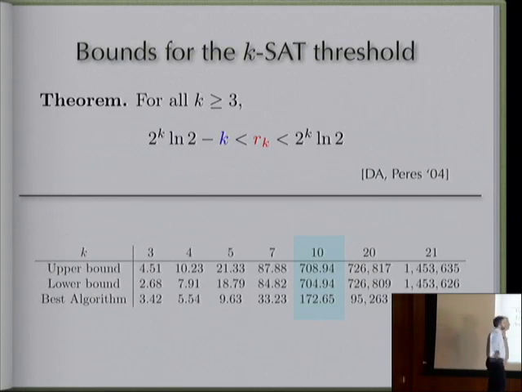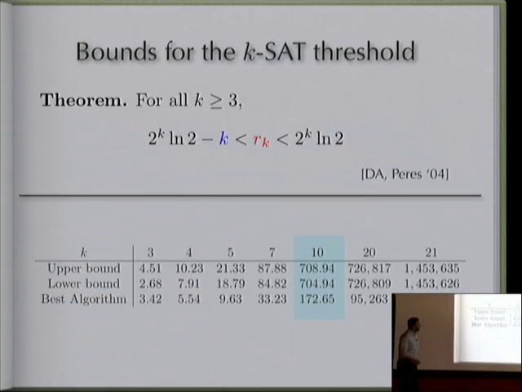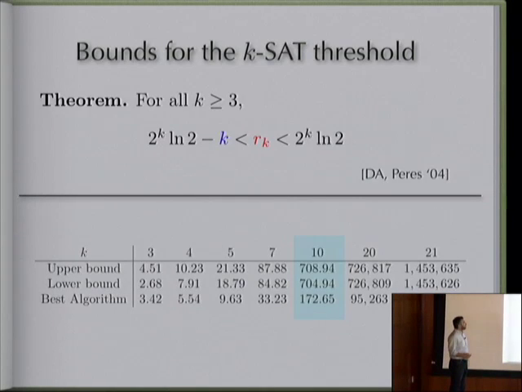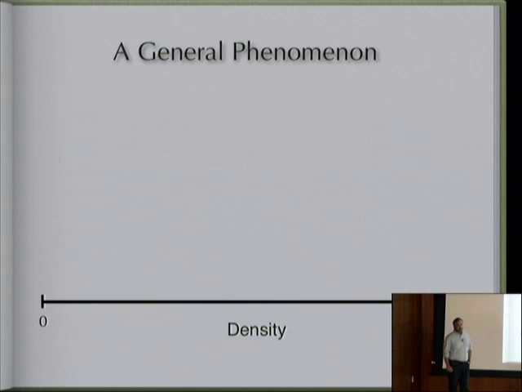So for example, if k is 10, we know that if the density of the formula is above 709, there are no solutions. If it's below 704, there definitely exist solutions. But all algorithms that we know break down at something like 173. Now, this phenomenon that I described for coloring and SAT seems to be quite generic. So you get a similar phenomenology for a bunch of other random constraint satisfaction problems.